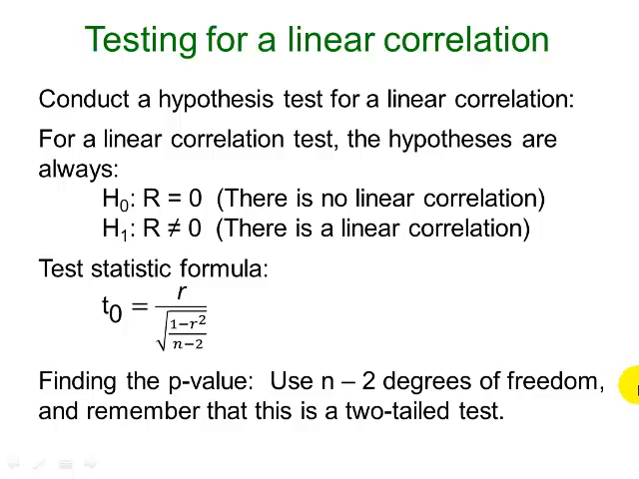Then to find the p-value, remember we're using the T distribution since the test statistic has a T, and we use n minus 2 degrees of freedom. And because our alternative hypothesis is always going to be not equal to, this is always going to be a two-tailed test.